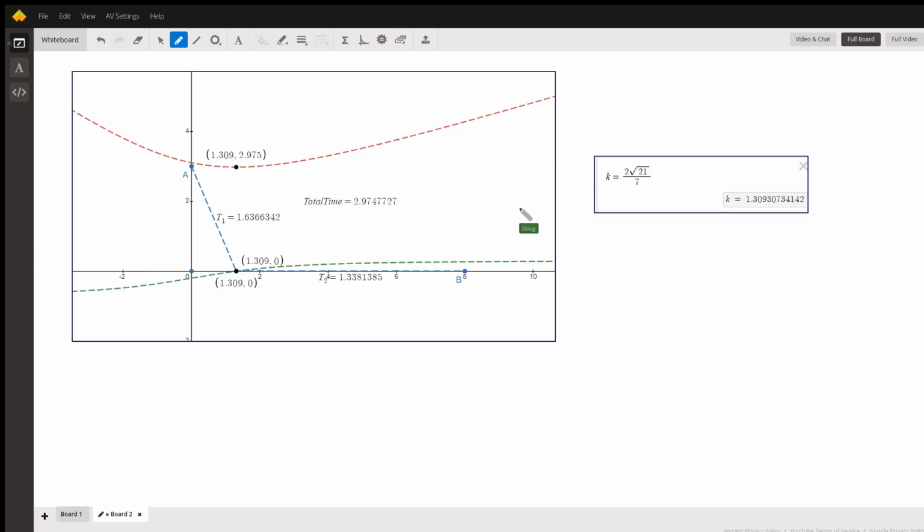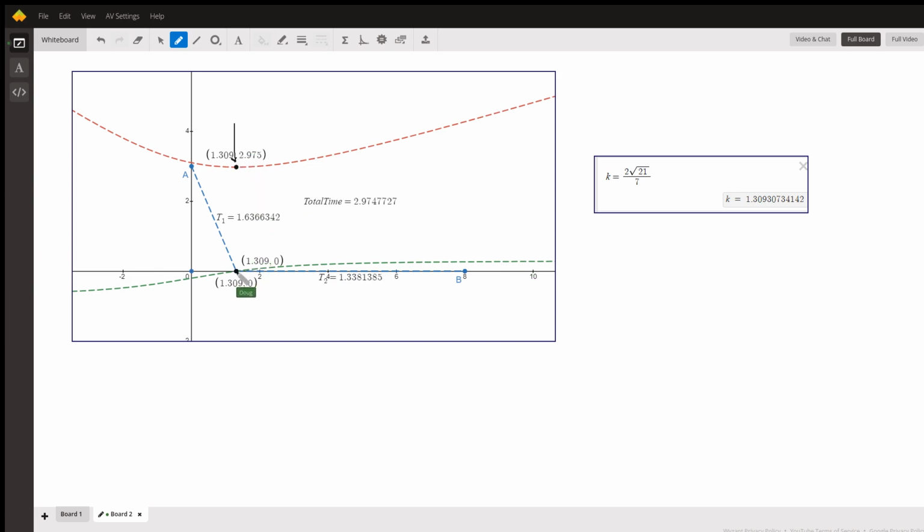Okay, so here's another diagram where this red dashed line is the graph of t of x, and this green dashed line is a graph of the first derivative of that function. You can see to the left of 1.309, the first derivative is negative, which means the original function is decreasing. To the right of that critical number, the first derivative is positive, increasing. That means we have a relative minimum here.